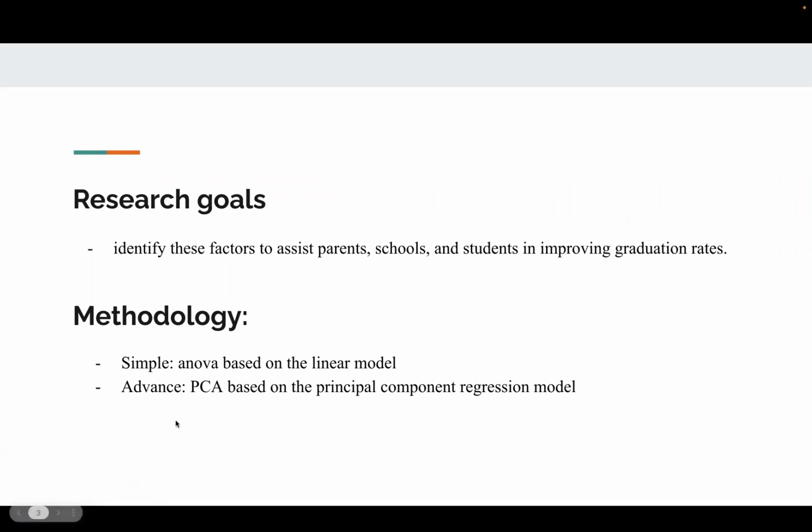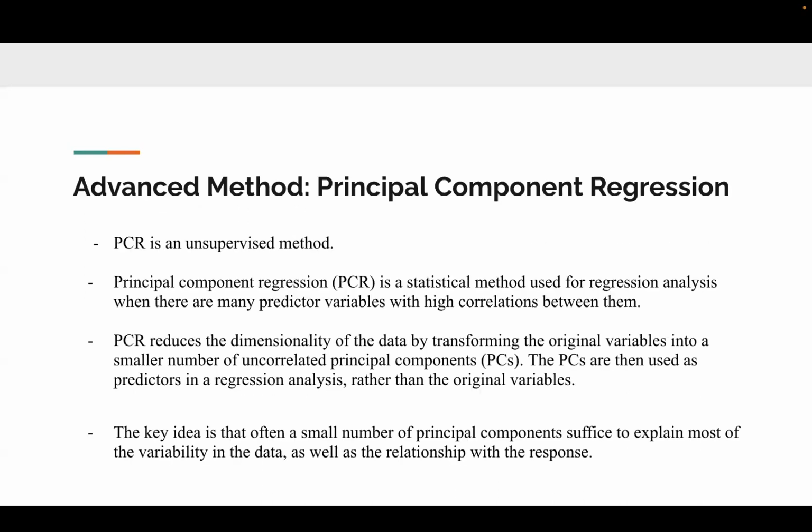Initially, my research aimed to investigate the factors associated with graduation rate across all three school levels. However, upon review, I found no records of graduation rate for middle and elementary school, so I will only focus on the high school graduation rate. To achieve my research goal, I use two methods. My simple method is the ANOVA based on the linear model. My advanced method is a principal component regression model.